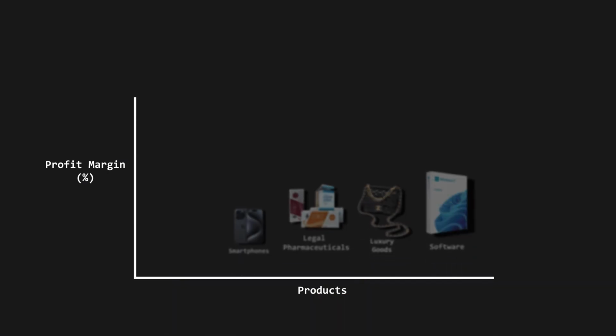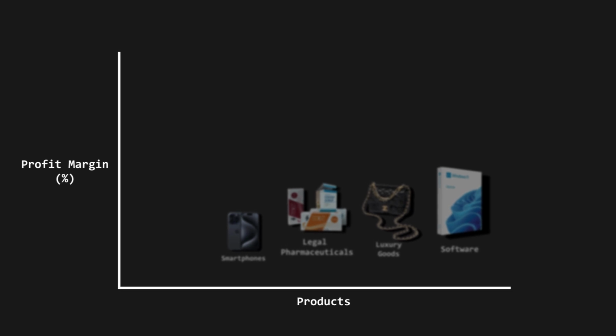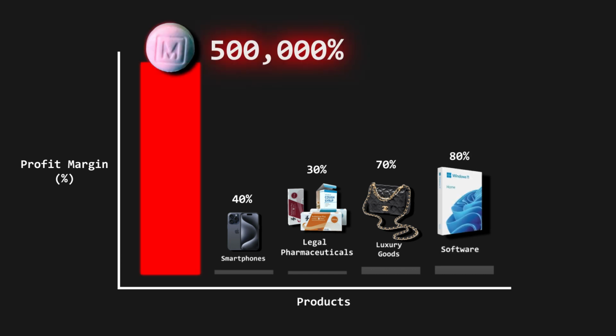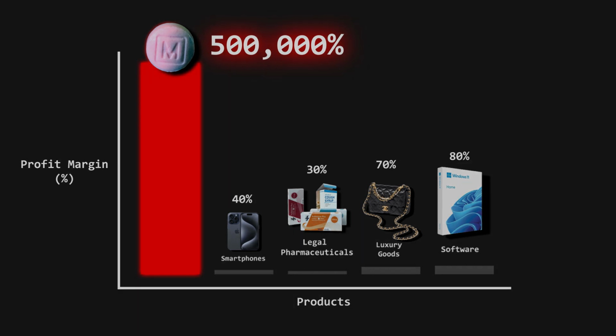If we compare the profit margins of illicit fentanyl to other products, smartphones, like the iPhone, often have profit margins around 30 to 40%. Legal pharmaceuticals typically have profit margins around 20 to 30%. High-end fashion and accessories can have profit margins ranging from 50 to 70%. Software companies, like Microsoft, can have profit margins exceeding 80%. And if you thought Adobe and Apple or Chanel were ripping you off, the profit margin for illicit fentanyl production can reach nearly 500,000%. This illustrates the massive financial incentives driving its illicit production and distribution.